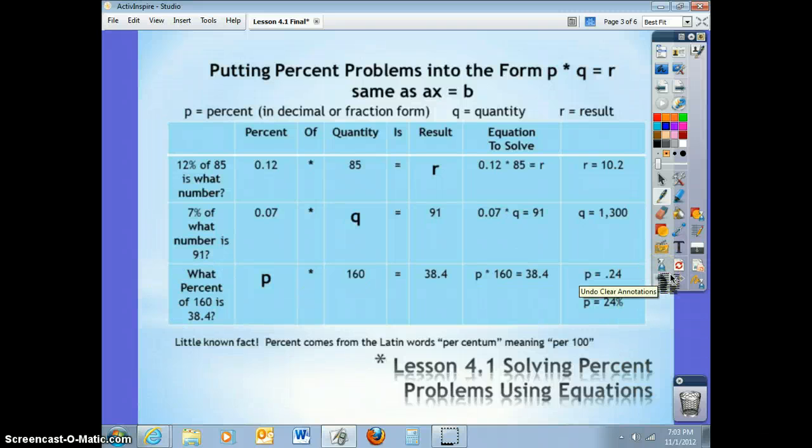And the last thing they mention in your book, and I just thought I'd put it here too, is a piece of sort of historical information. Percent comes from the Latin words per centum, meaning per 100. And that actually makes a lot of sense if you think about it as cents, as in money. 100 cents is a dollar. So just a little piece of trivia.